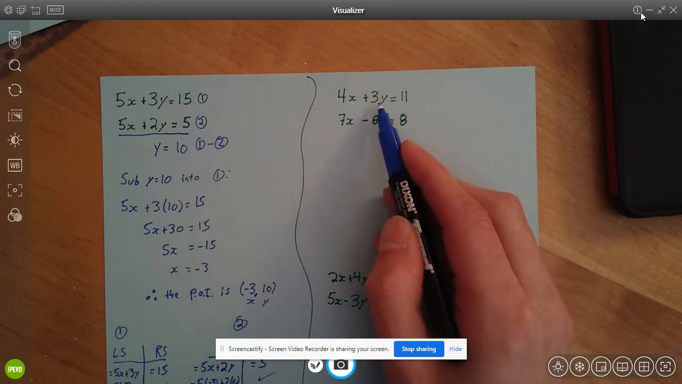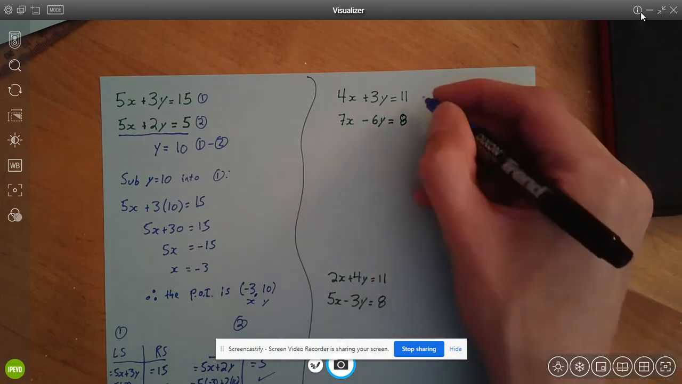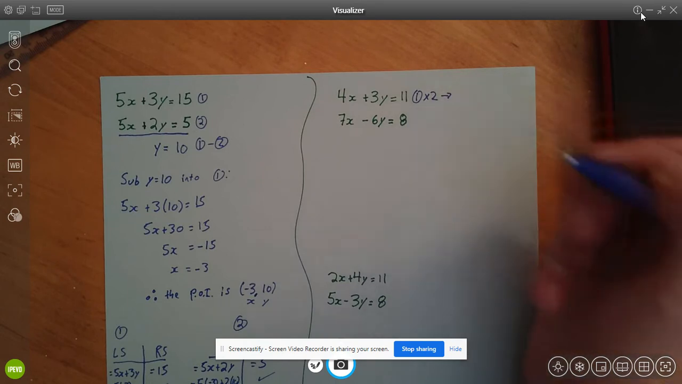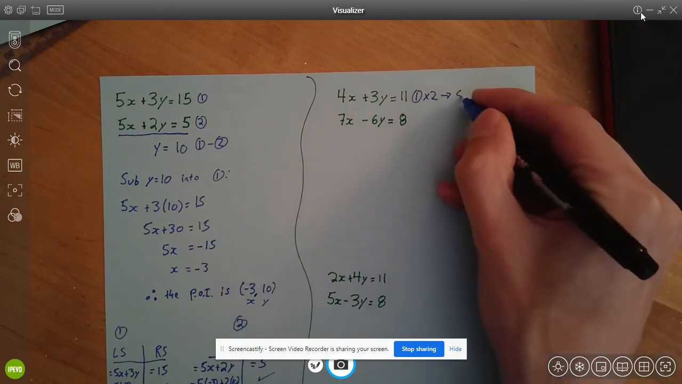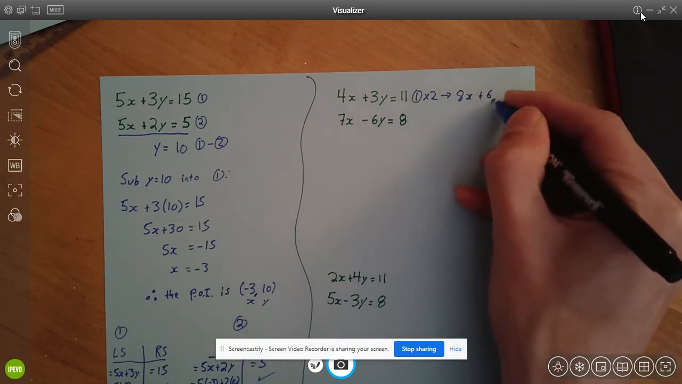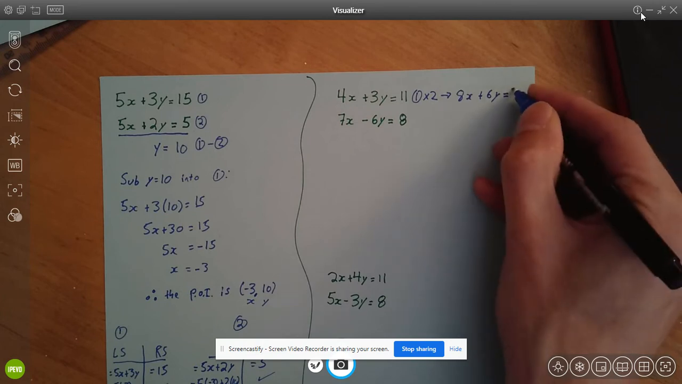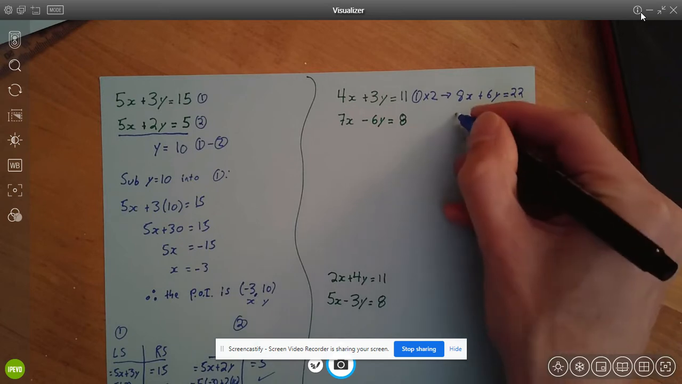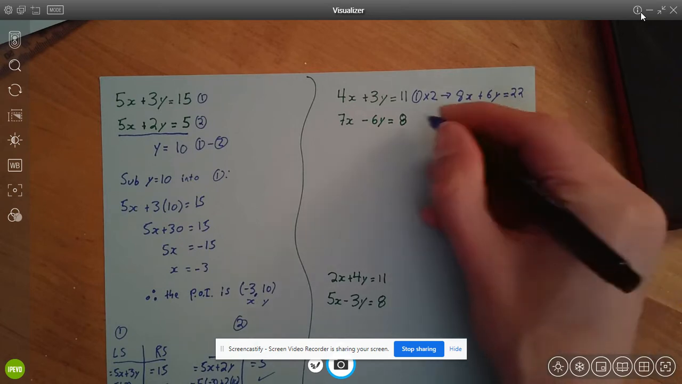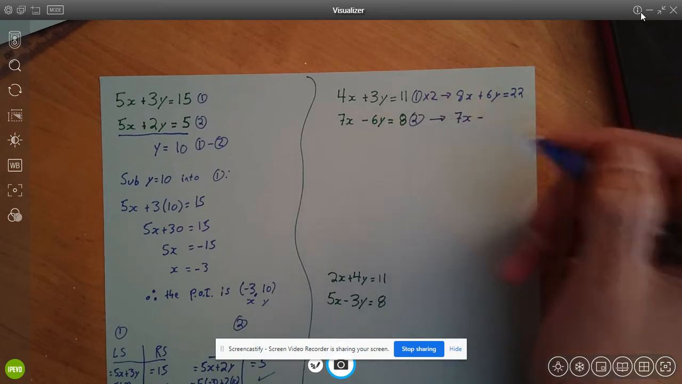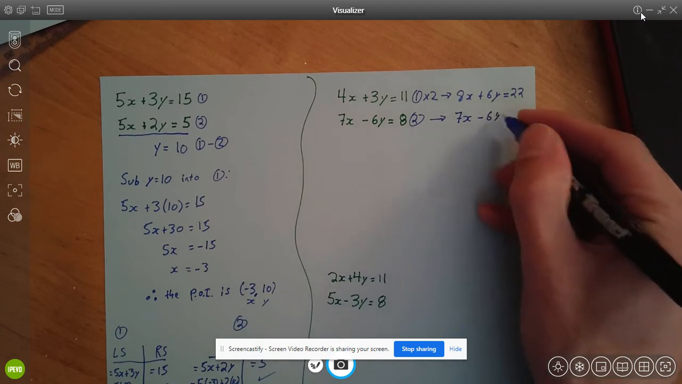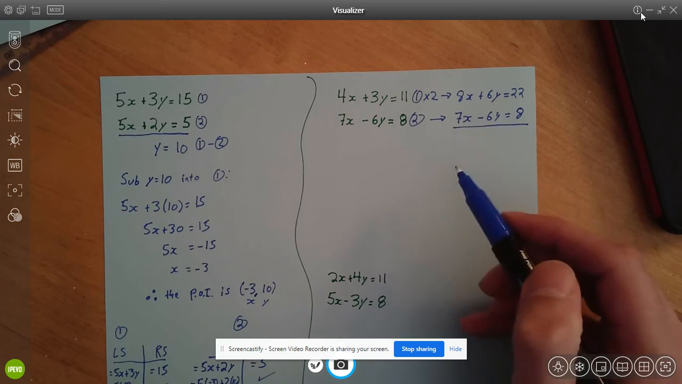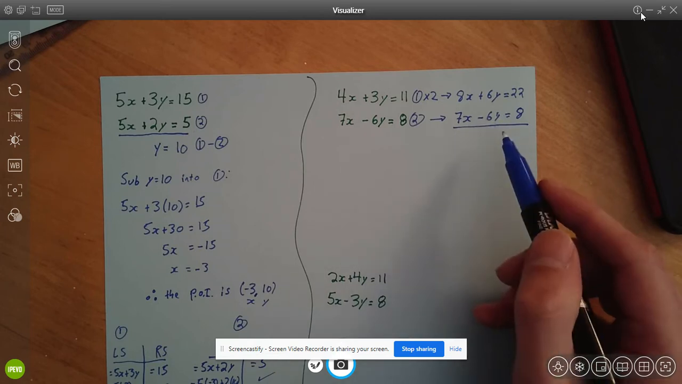Well, I have to multiply this by 2. So to keep the equation balanced, I need to multiply all of equation 1 by 2. So I've got 8x plus 6y equals 22. Now on the bottom, I can just recopy out my second equation. I've got 7x minus 6y equals 8. Now I've got opposite coefficients. So if I add everything together, I'll eliminate the y.